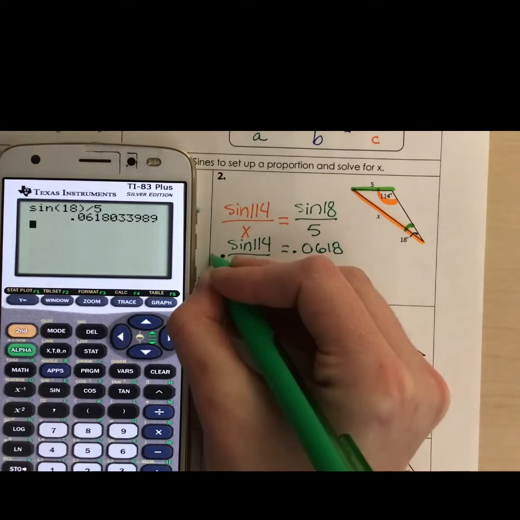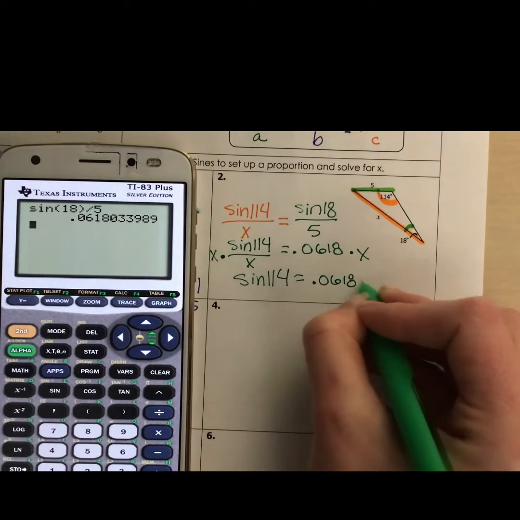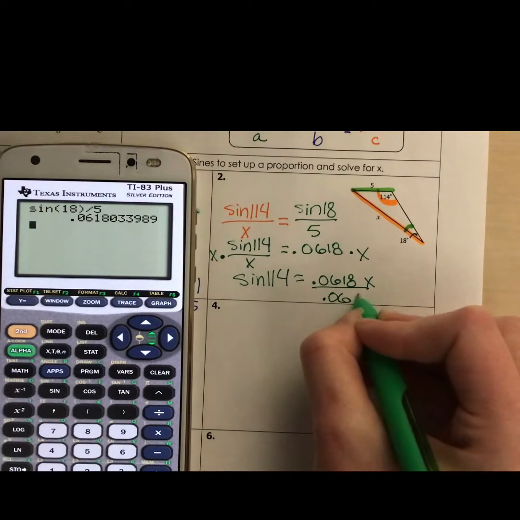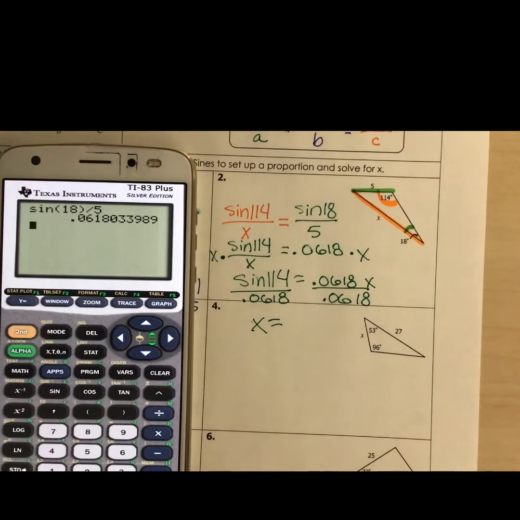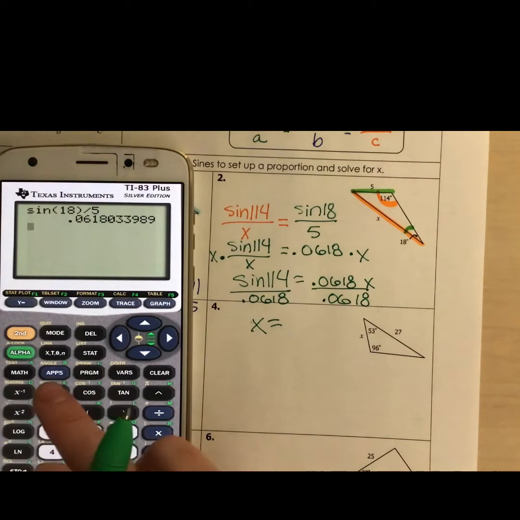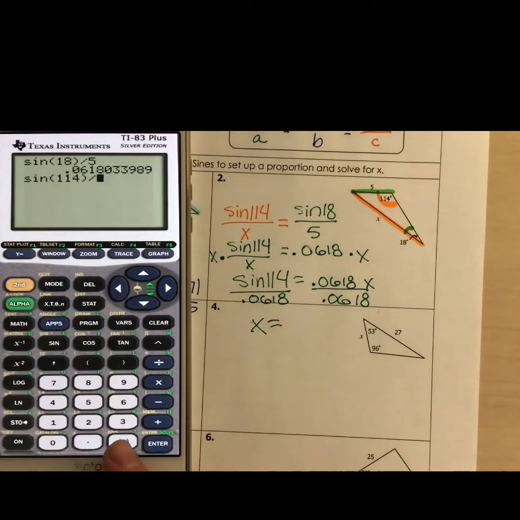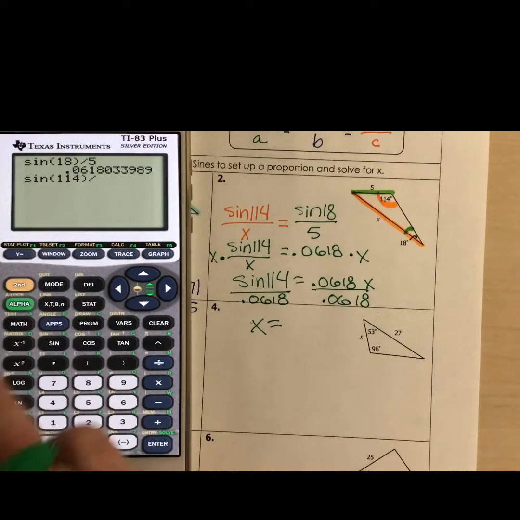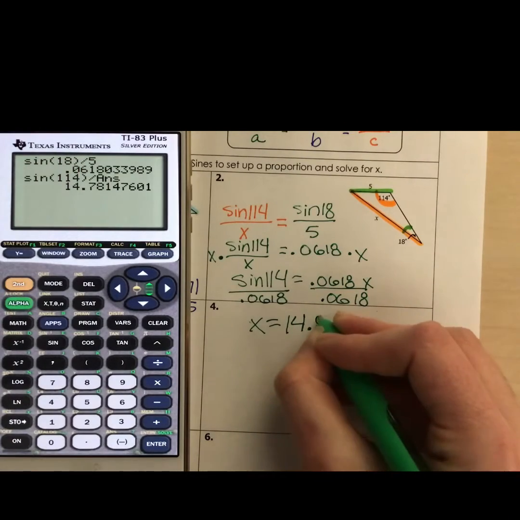Again, I want x by itself, but I don't like that it's on the bottom, so I'm going to multiply both sides by x. Sine of 114 equals 0.0618x. Dividing both sides by that 0.0618, you would get x equals, now the handy thing about your calculator is that you can actually use this last answer you got in your next step. You can do that by typing in, first I need sine 114, and I'm going to divide that by the answer I got last time. Now, if you look down here, your negative sign button has that ANS above it. That means we're going to use our answer from the last problem I put in my calculator. So to get that, I use that second function again, just like we did when we had our inverse trig functions. And so I get that that side would be equal to 14.8.